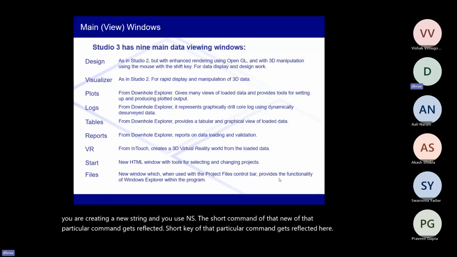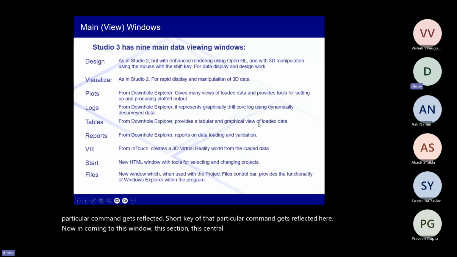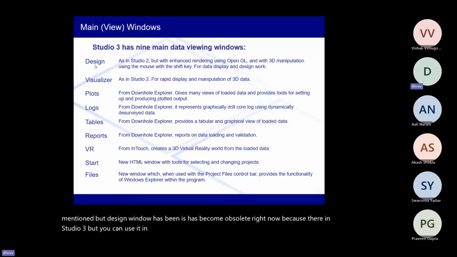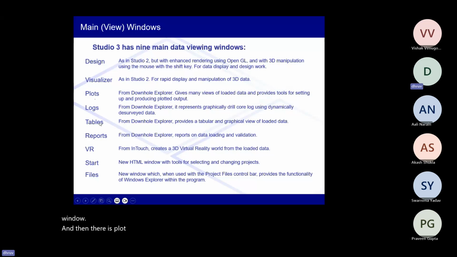Now, coming to this central part, there are 9 windows mentioned, but the design window has become obsolete right now. It was there in Studio 3, but you can use it in Studio RM as well by going to the legacy section and adding the design window. The same goes for the visualizer. Combining these two, the new window which has come up in Studio RM is called a 3D window. And then there is the plot window, logs, tables, reports, VR, start, and files.